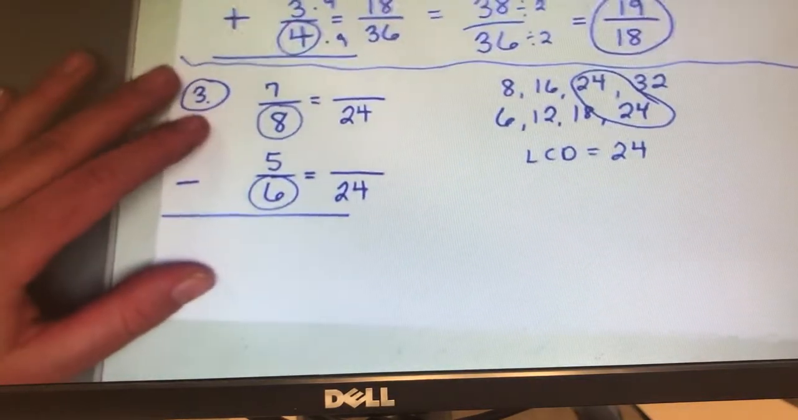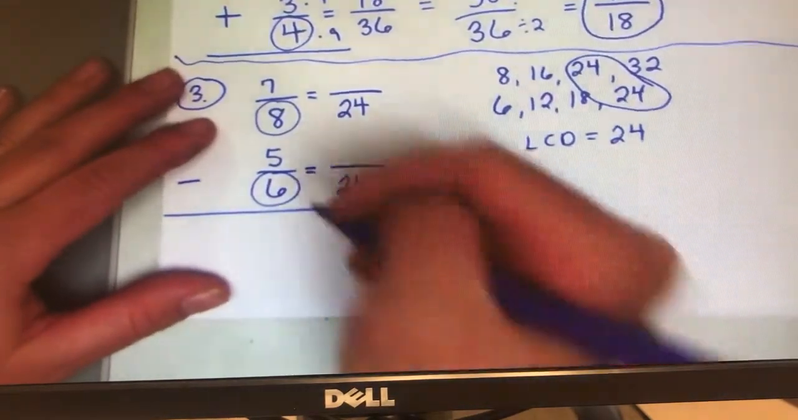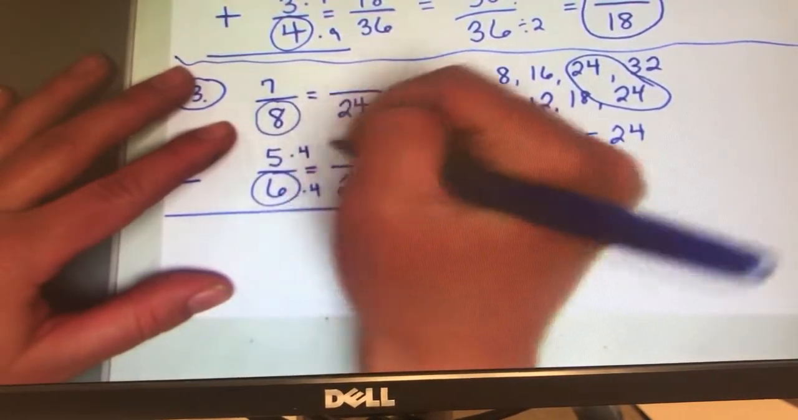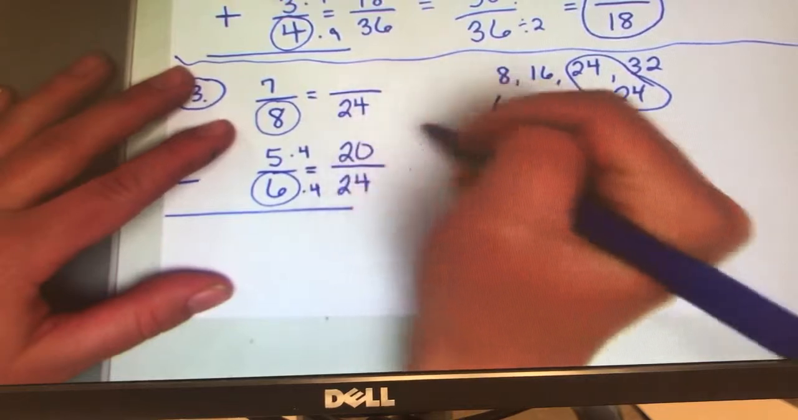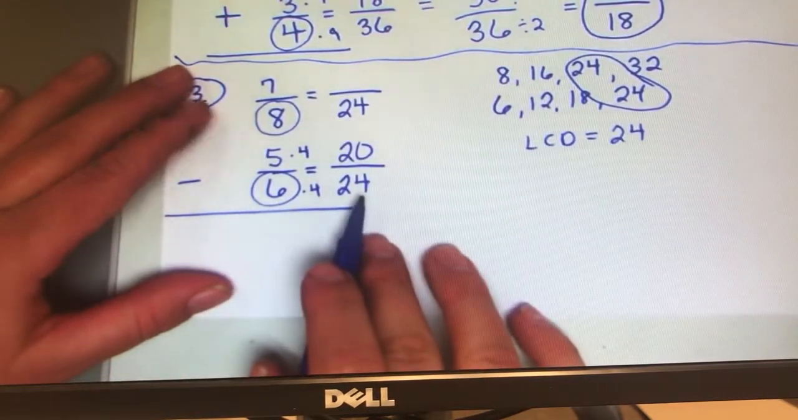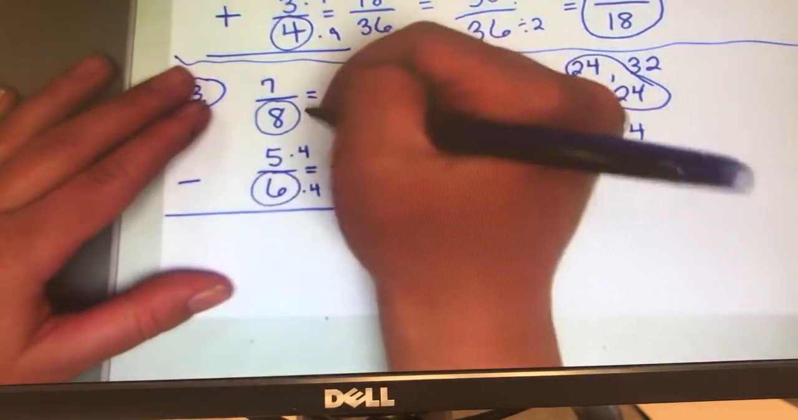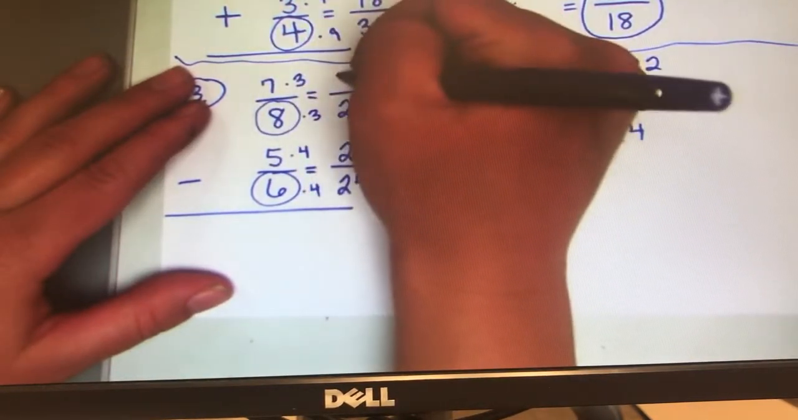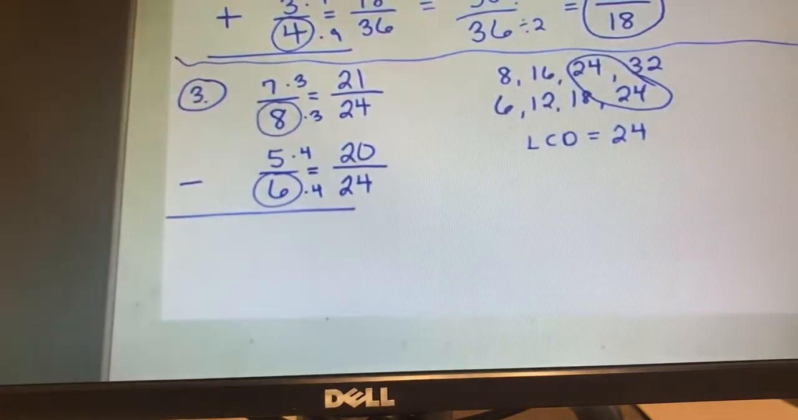Okay, we're going to check multiplication to see what the numerator will be. 6 times 4 is 24, so I have to do 5 times 4, which is 20. 5/6 is the same thing as 20/24. Up here, 8 times 3 is 24, so I have to do 7 times 3, which is 21. So 7/8 is the same thing as 21/24. Now I can subtract these.